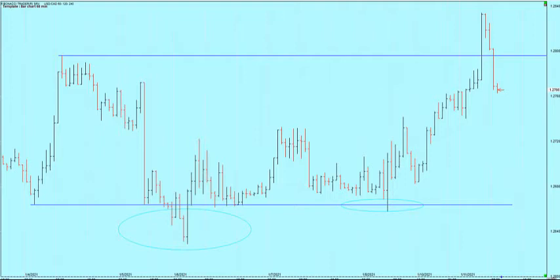So we're going to start off with the left-hand bar chart, because this is where it all starts. And this is a 60-minute time frame for the dollar Canadian. So I'm going to go ahead and compress this just a little bit.